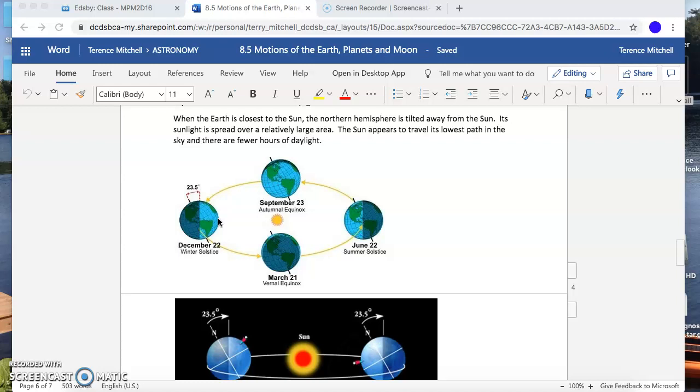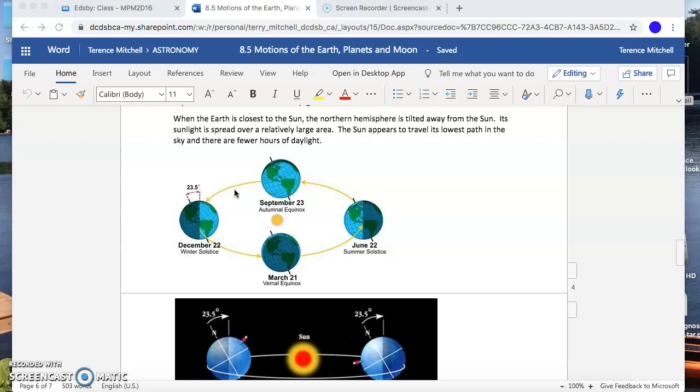Now, I did mention that there's 365 and a quarter days in a year. And that's important. It takes 365 days for the Earth to do a rotation, but it's 365 and a quarter days. What we do is add those quarter days up, and every 4 years, we get 1 full day, and we add that onto our calendar. 2020 was a year we added that day onto our calendar, and we got February 29th.